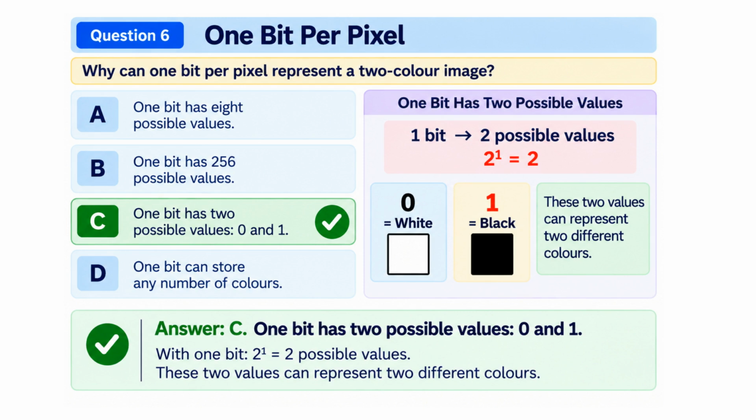For example, 0 can represent white, and 1 can represent black. These 2 values allow each pixel to choose between 2 different colors. So remember, 1 bit gives 2 possible values, and therefore can represent 2 colors.